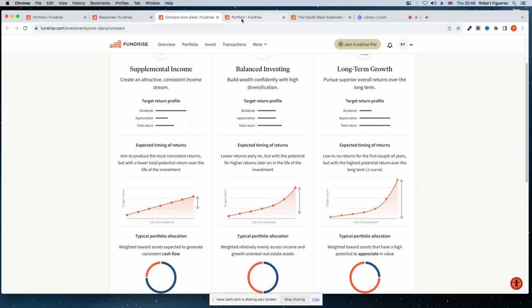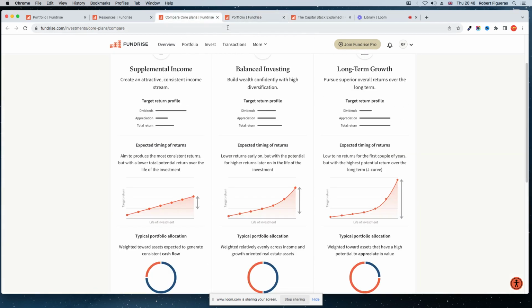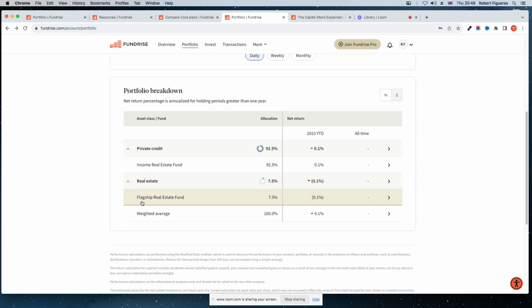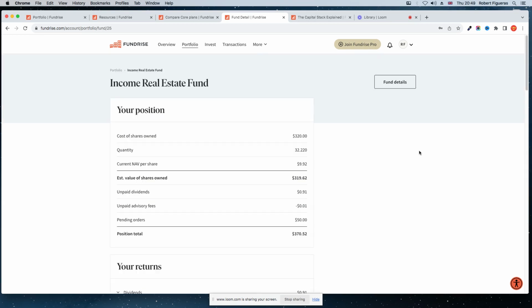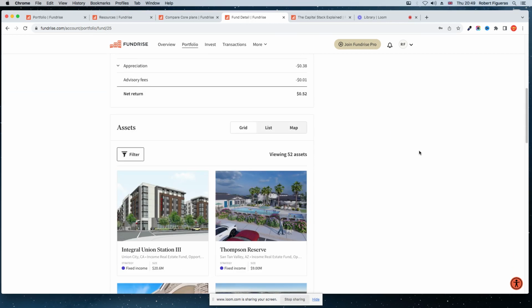And so then if we go into the portfolio itself, this supplemental income, in my case, meant that those $300-400 that you saw in my portfolio, most of them were invested in what they call their income real estate fund, and there is also a smaller percentage in their flagship real estate fund. And so when we go inside this fund, I also like the fact that I see this much detail in my account.